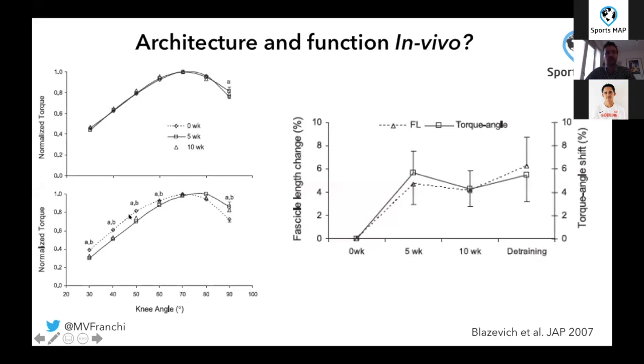And what you see is that the angle torque relationship does change. And when you pulled these data together, the data of torque angle changes and fascicle length changes, you can see that fascicle length changes do really follow well the changes in the torque angle shift. So somehow it looks like that probably, or maybe, fascicle length change is related to some function in vivo.